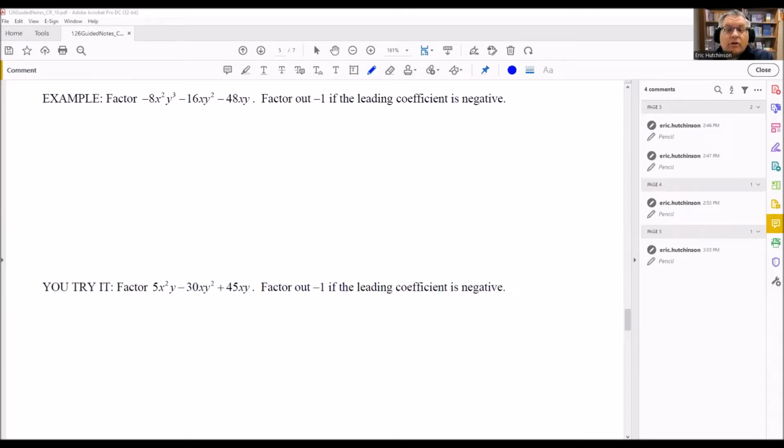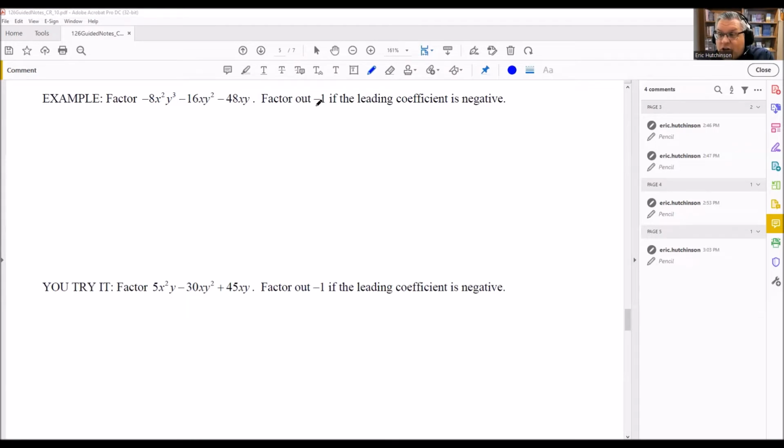We need to factor these two problems. And what's different about these is we actually have two variables. So when I look for my GCF, it's going to be something that involves a number and also an X and a Y. If I look at each of these, I have -8, -16, -48. I want to find the greatest common factor. So in other words, the largest number that divides evenly into all those.